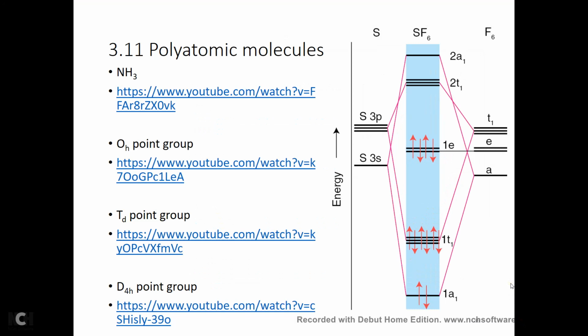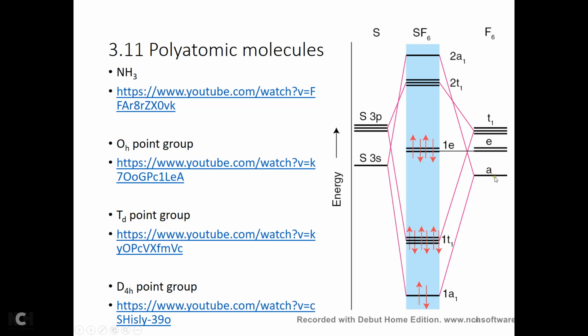Polyatomic Molecules. So first, let's look at this SF6 molecule with an Oh point group. All six fluorine atoms can be assigned into A1g symmetry, Eg symmetry, and T1u symmetry. This is A1g, this is Eg, this is T1u.